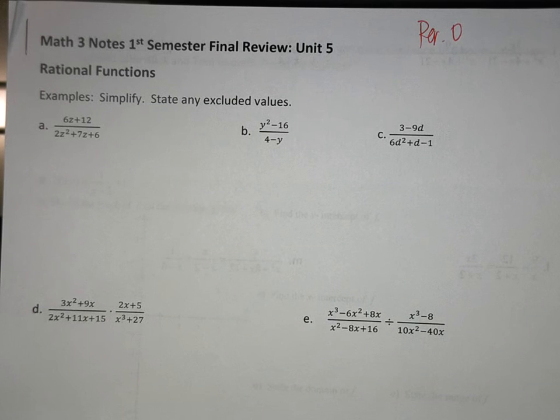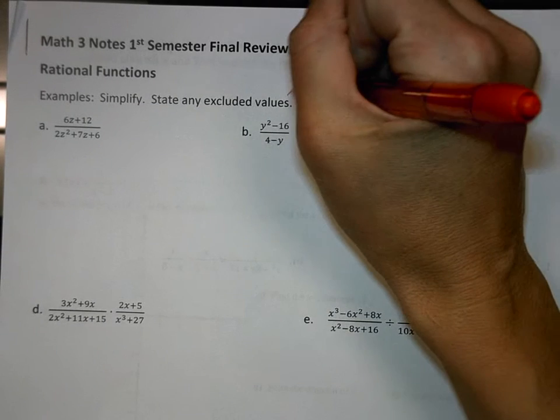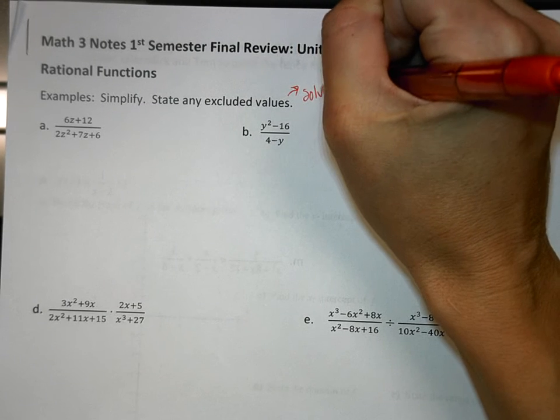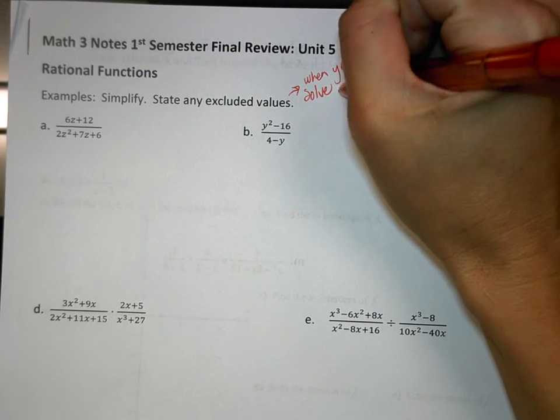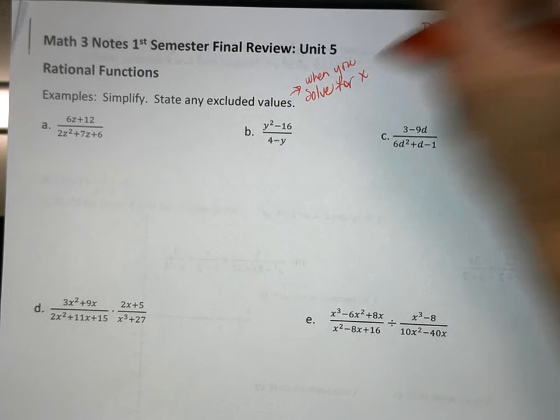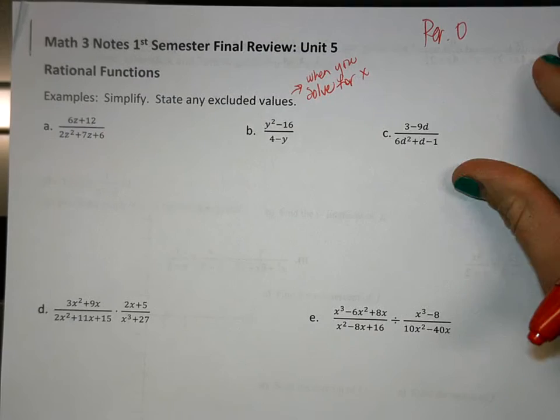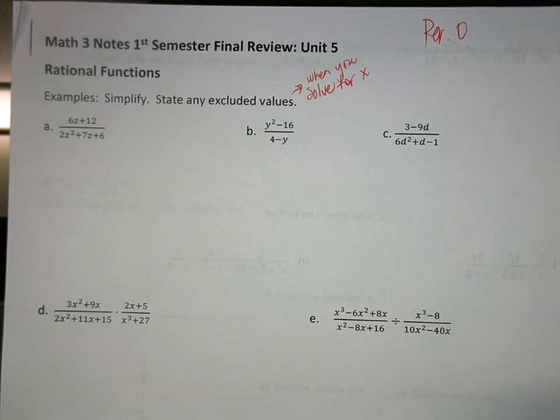So on each of these, you just have to be careful for excluded values when you solve for x. So we're not going to worry about it so much when we're simplifying, but just remember that when you solve for x and get an x answer, you want to make sure that that value wouldn't make your denominator 0. Okay, do you guys remember that about excluded values?